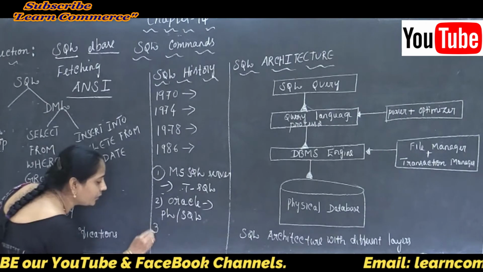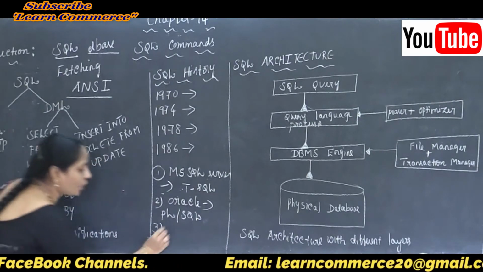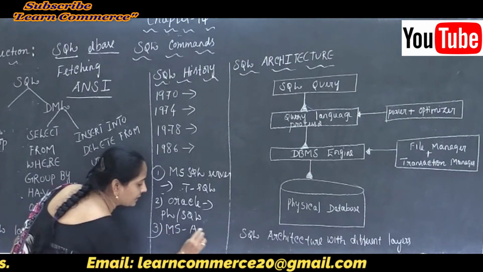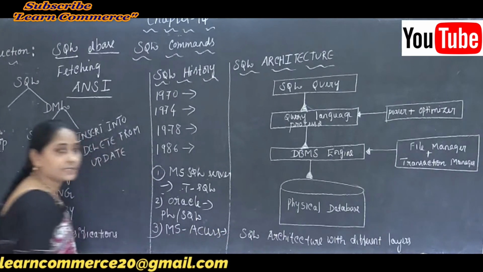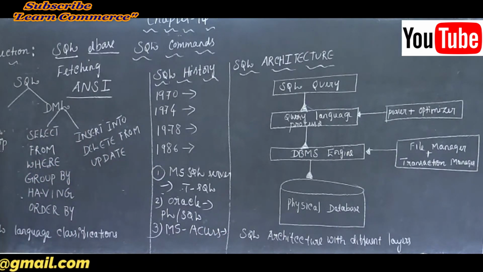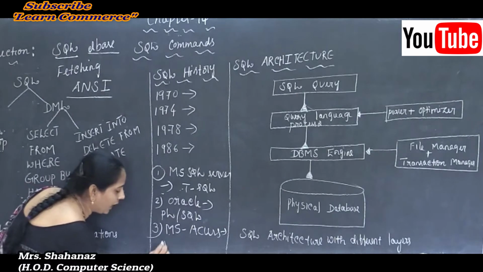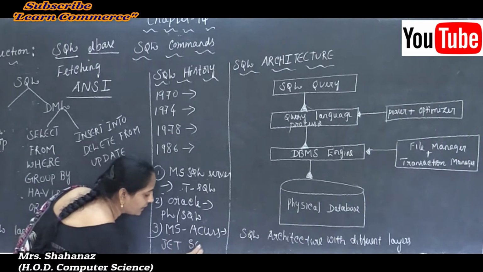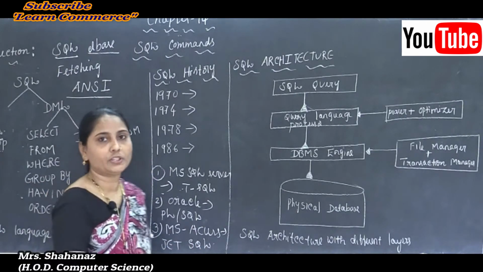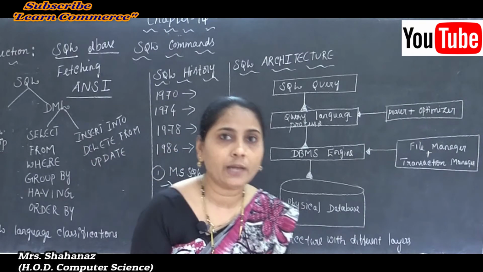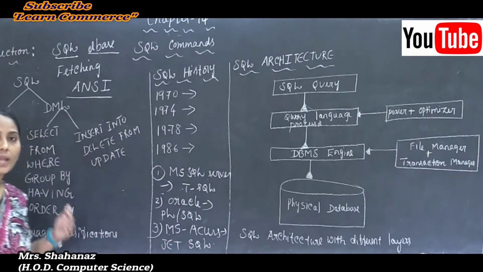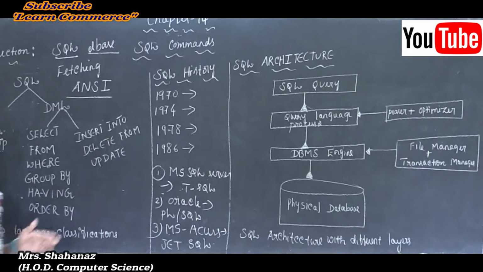And the third software is MS Access. Clear this point here. The MS Access software uses a version called Jet SQL. Clear this point here. The Jet SQL is going to be used. So we can say, why? Because there are different versions of the SQL language developed. So we can use some examples.